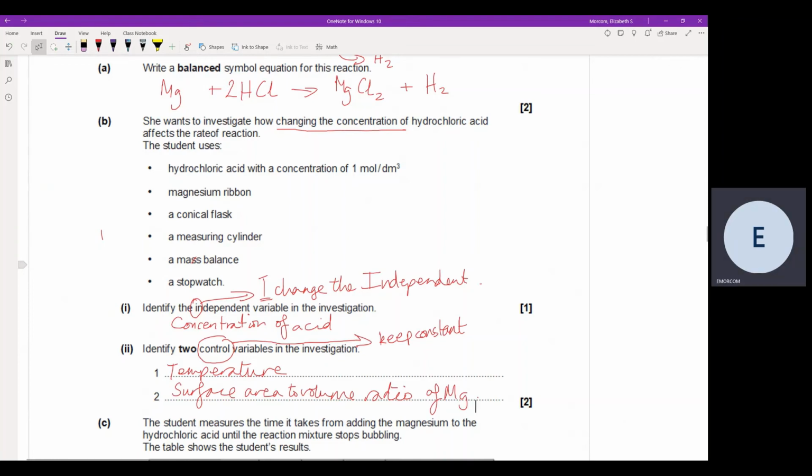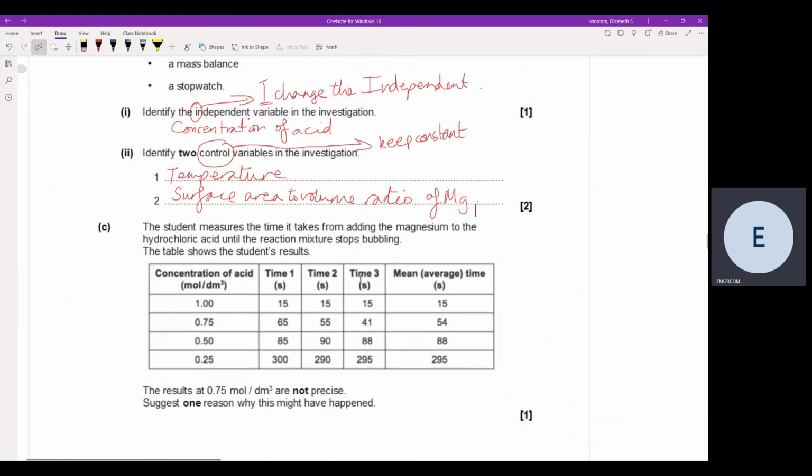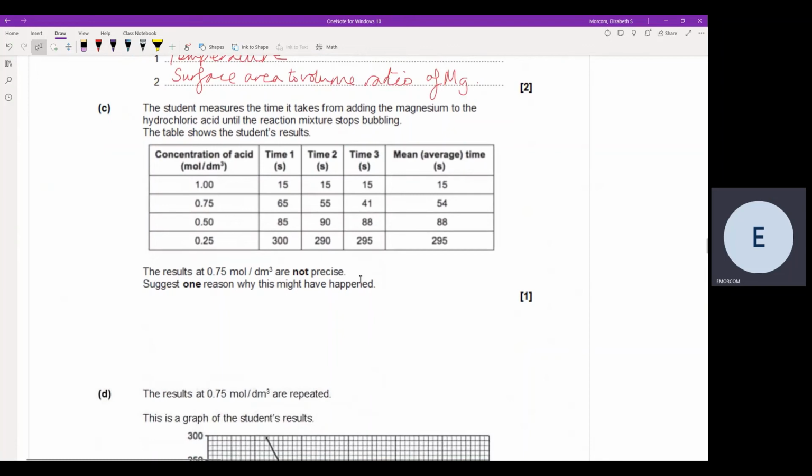Right, question C. The student measures the time it takes from adding magnesium to the hydrochloric acid until the reaction mixture stops bubbling. The table shows the student's results. The results at 0.75 moles per decimeter cubed are not precise. Suggest one reason why this might have happened. So precision is about being close together, so they are not close together.